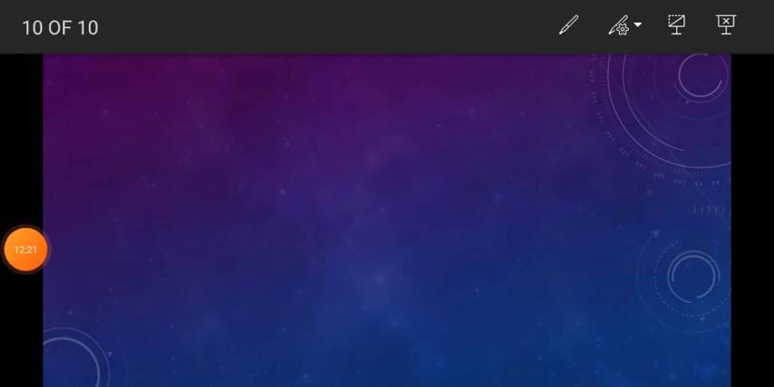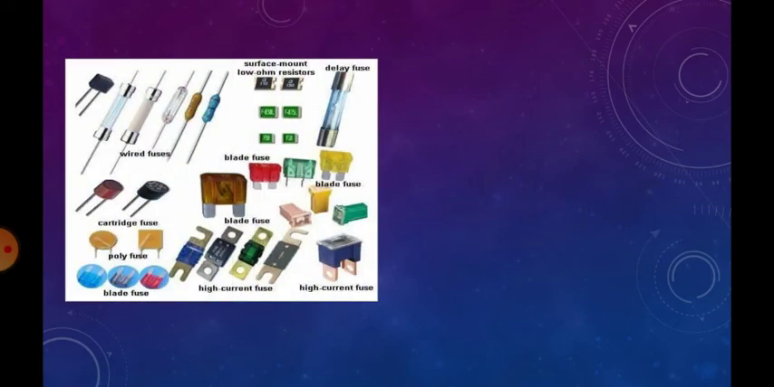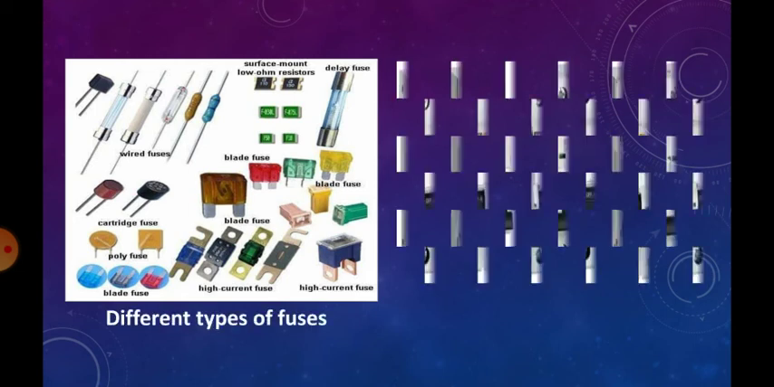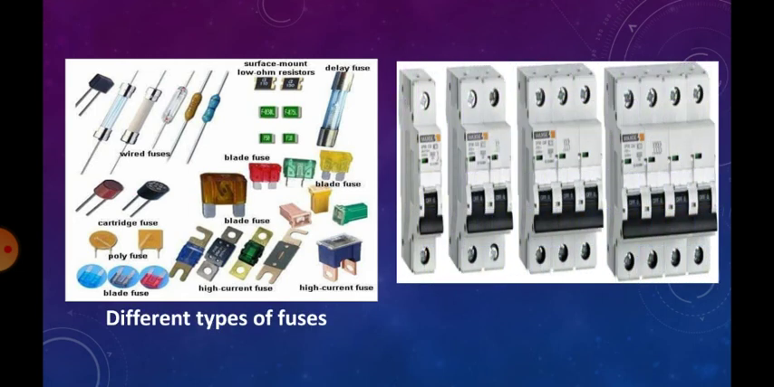So in order to avoid these mishaps, different types of fuses are used. You might have seen some of these fuses in use. You might also have seen, in your houses if your house is a new one, or maybe if you are staying in a flat, these types of circuit breakers. These are called miniature circuit breakers, or MCBs.